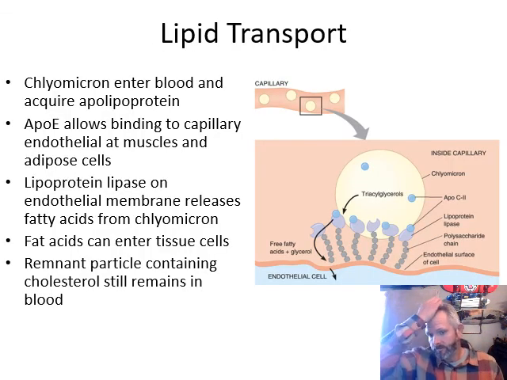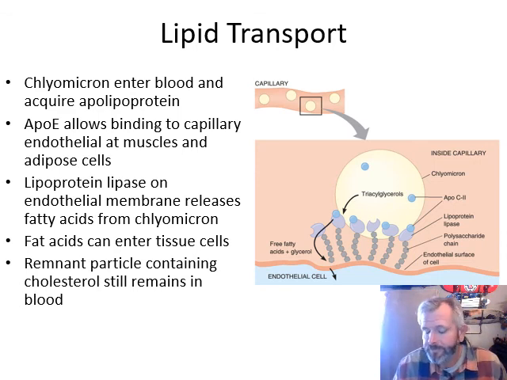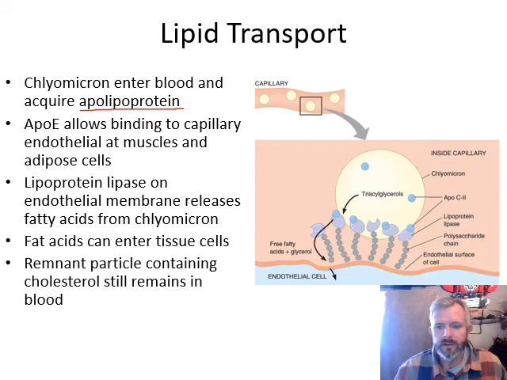So since lipids are hydrophobic and they're passing through the blood, they are transported in these chylomicrons, and as they travel, they acquire these apolipoproteins. Okay, and there are receptors or binding sites at various tissues where they can bind to this lipoprotein lipase here, and then those lipases will free the fatty acids to be able to enter the tissue. Okay, there is a remnant particle containing cholesterol that will remain in the blood.